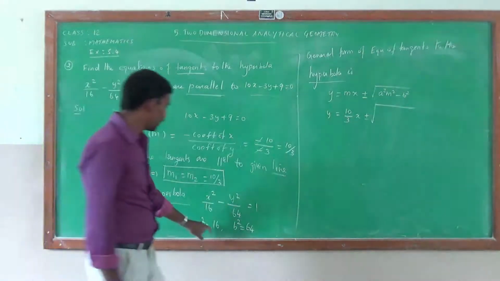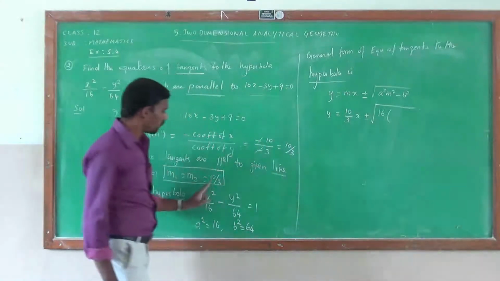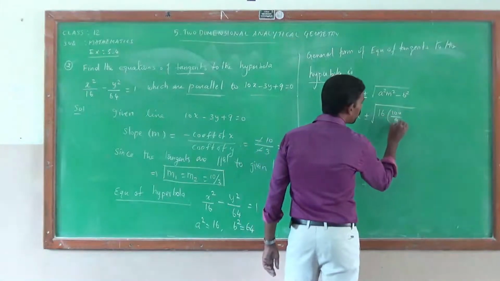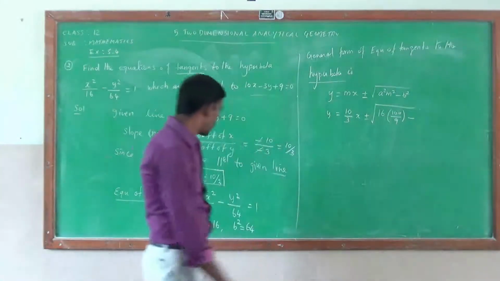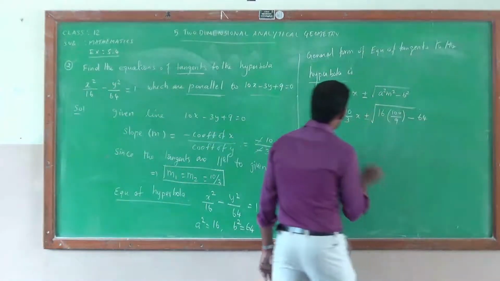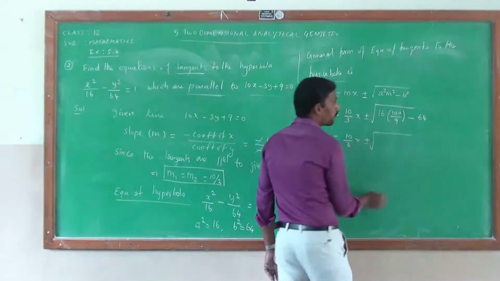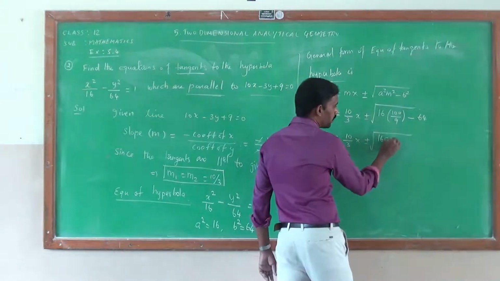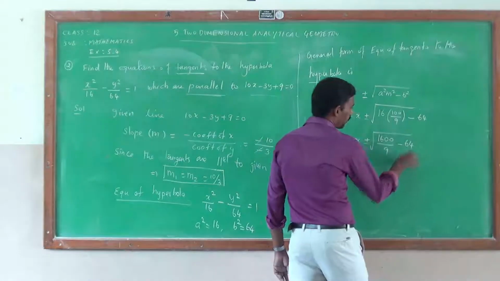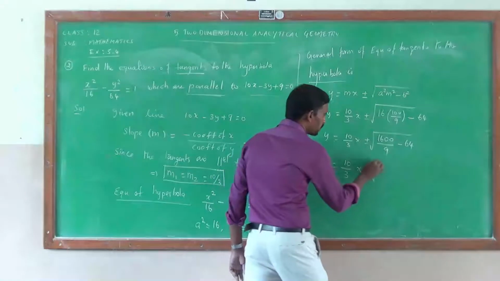A square value is 16, so 16 into m square, where m is 10 by 3. Now m square is 100 divided by 9, minus b square. B square is 64. Now y is equal to 10 by 3 into x plus or minus square root of 1600 divided by 9 minus 64.